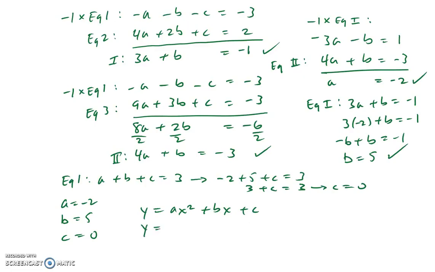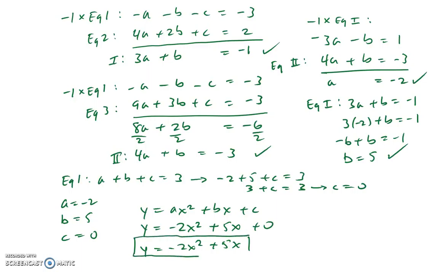So our equation is y equals -2x squared plus 5x plus 0, or more simply, y equals -2x squared plus 5x. So the equation of our parabola is this final equation here. And this needs to be what you write down as your answer. It needs to be the equation of the parabola with a, b, and c known values.